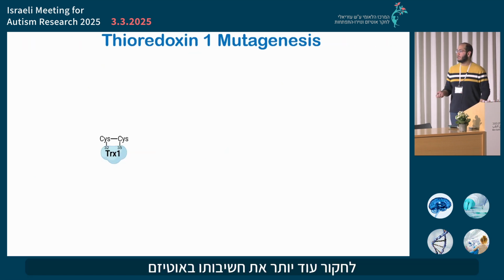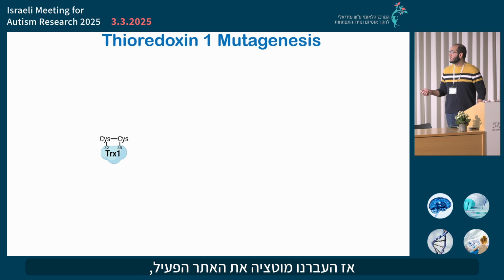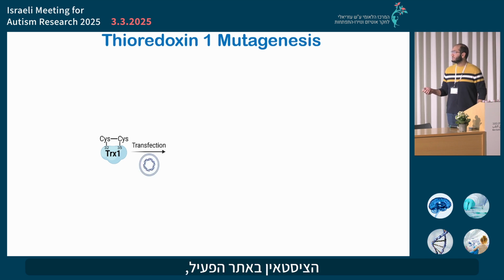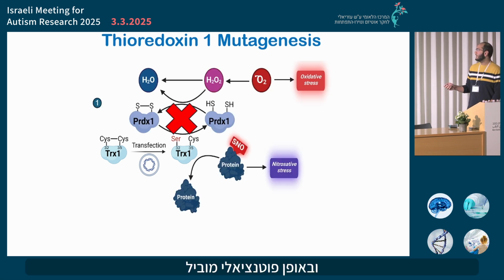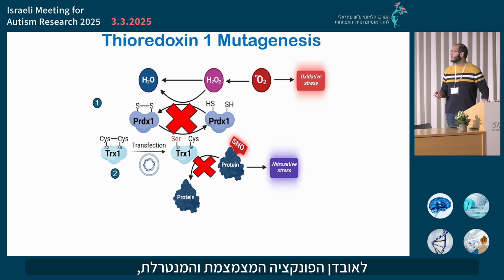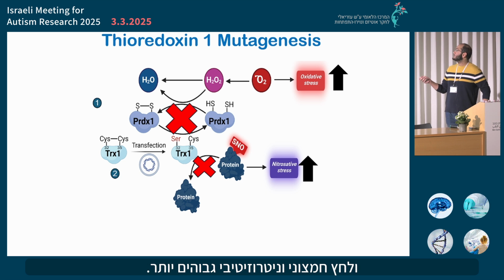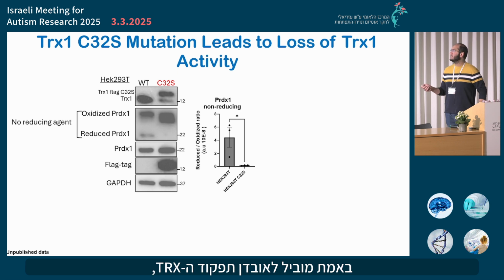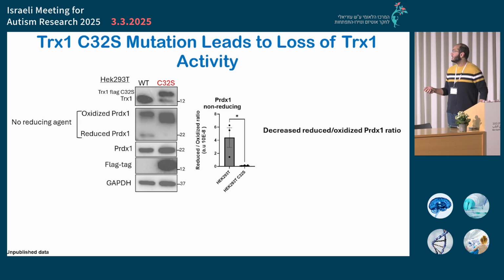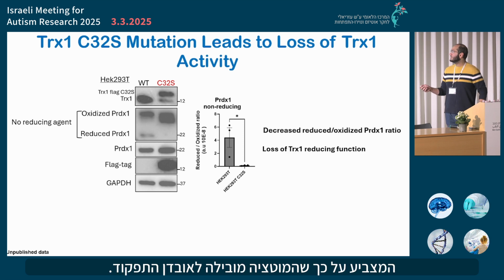Then we wanted to further investigate its importance in autism. So we mutated the cysteine in the active site into serine, leading to its inactivation, and potentially leading to the loss of the reducing and denitrosylating function, leading to higher oxidation and S-nitrosylation, and higher oxidative and nitrosative stress. To validate that this mutation in the active site really leads to the loss of the TRX function, we measured the reduced to oxidized ratio of PRDX1, a direct substrate of TRX1, and we showed that it is significantly decreased, indicating that the mutation leads to the loss of the function.